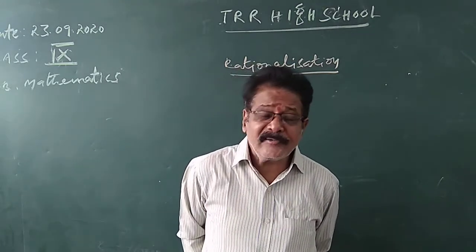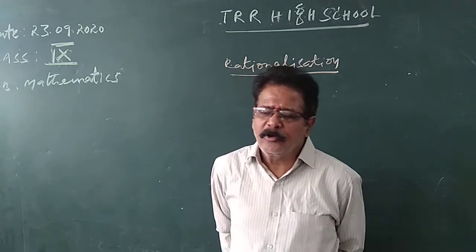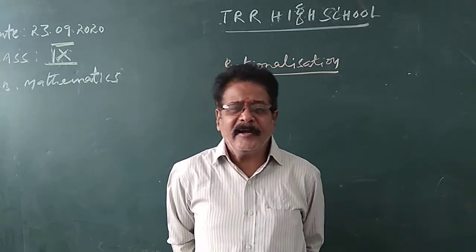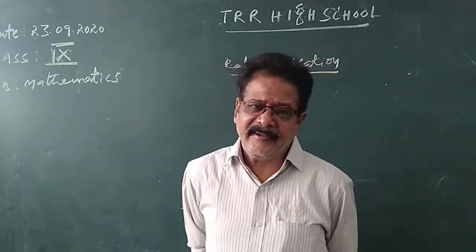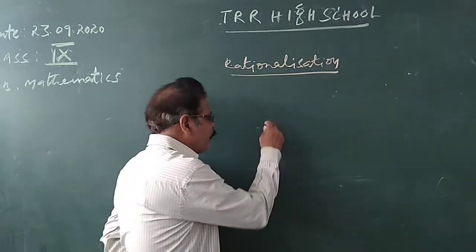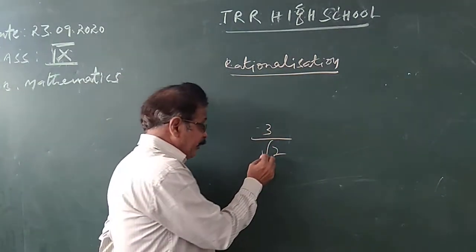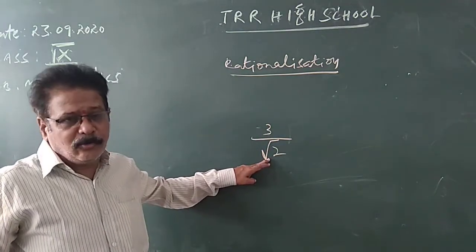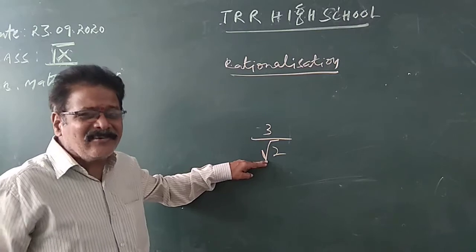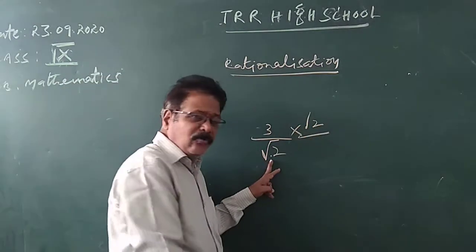In yesterday's class, we also learned how to rationalize the numerator and denominator. When you want to rationalize, we have to multiply both numerator and denominator by its conjugate or rationalizing factor. For example, 3 by root 2 is there. Rationalize the denominator. In the denominator, the irrational number root 2 is there. We have to eliminate root 2 and make it a rational number. So what is its RF? The RF of root 2 is root 2.